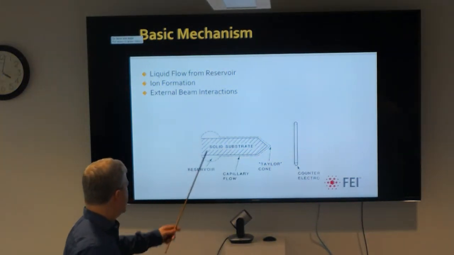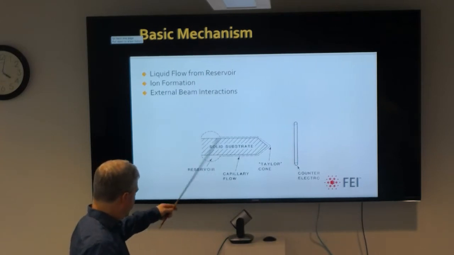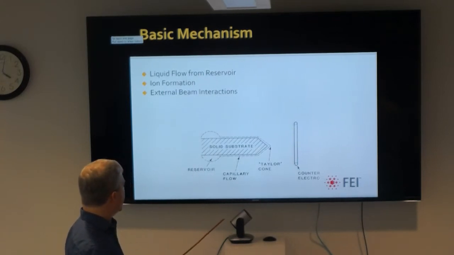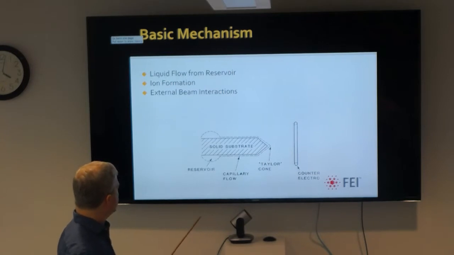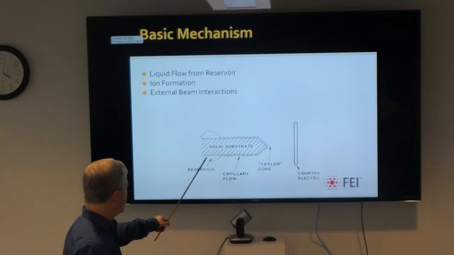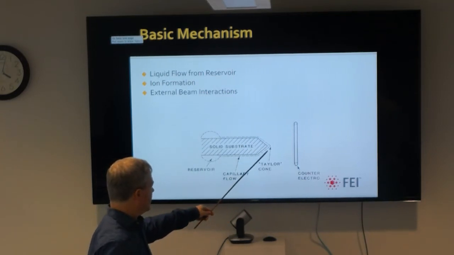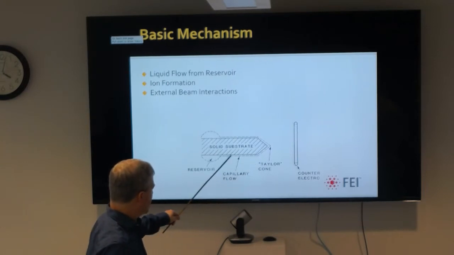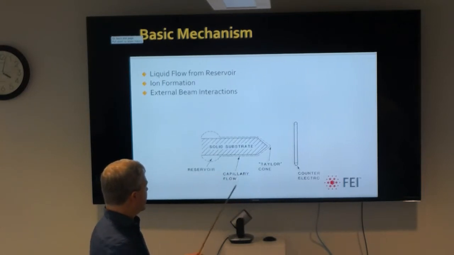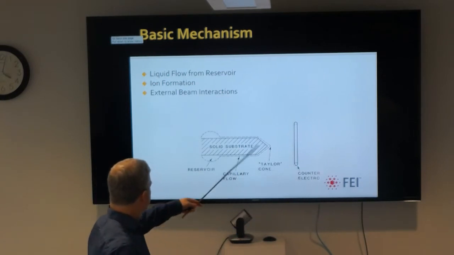So the focused ion beam is kind of like an electron beam, except that instead of imaging with electrons, you're imaging with ions. The way it works is you have a reservoir of liquid metal that flows over a substrate and forms, under a high magnetic field, what's called a Taylor cone. It comes to a very sharp point, and then it gets extracted out by high voltage and hits the sample.